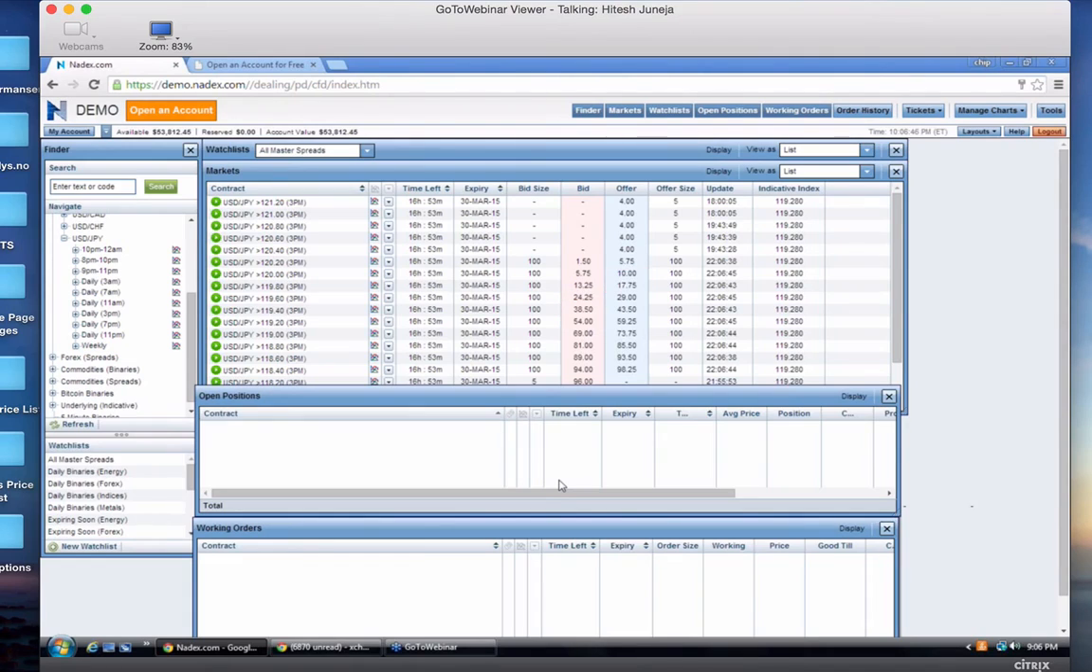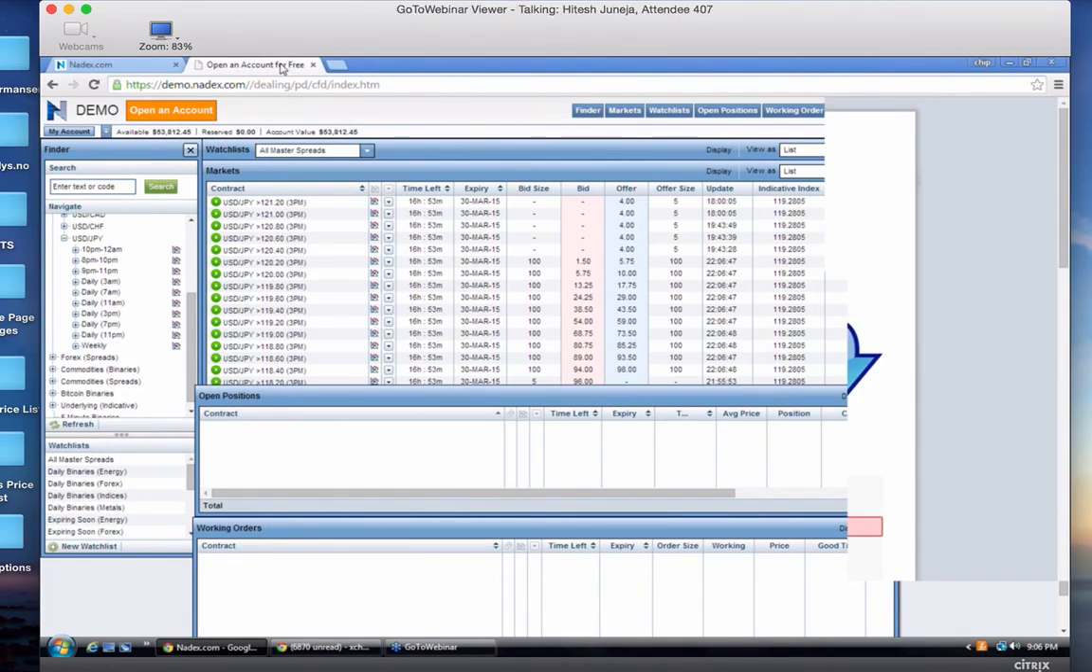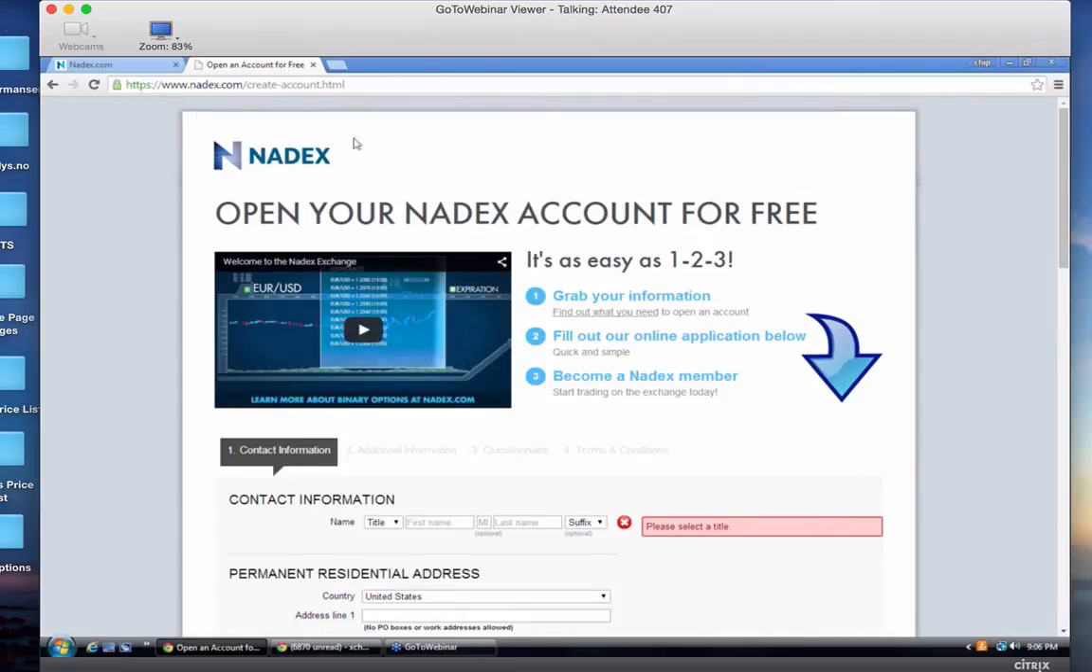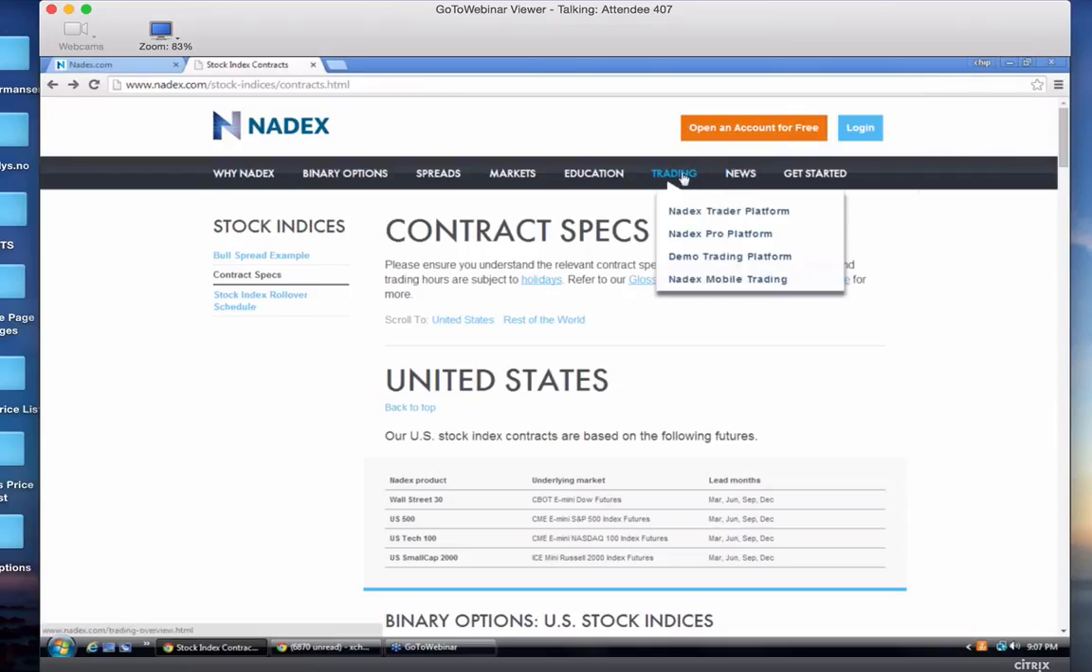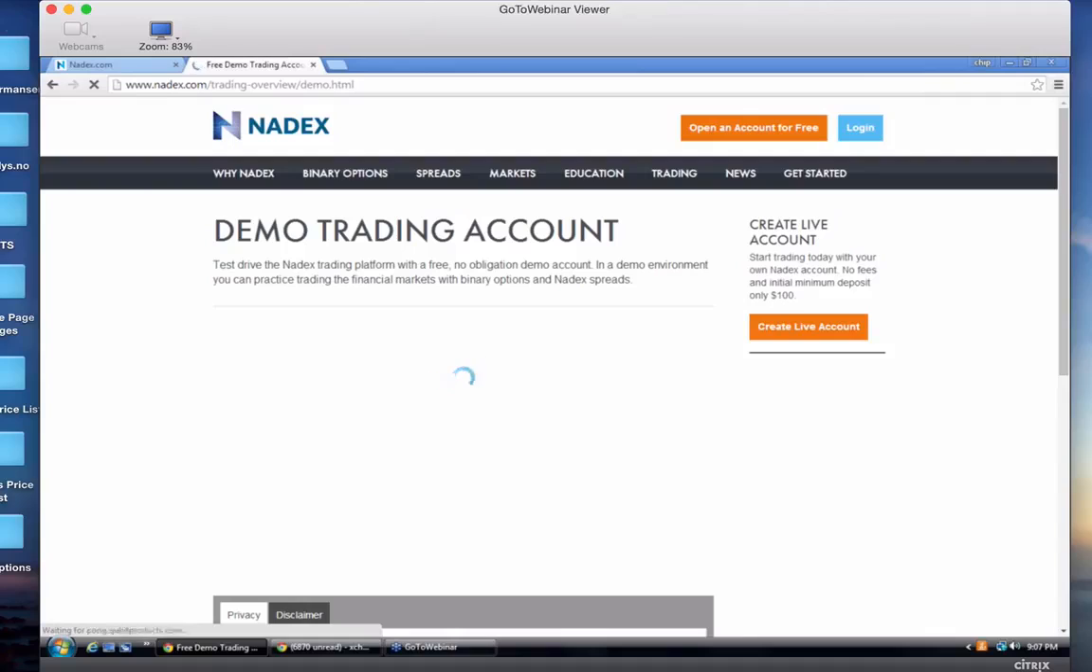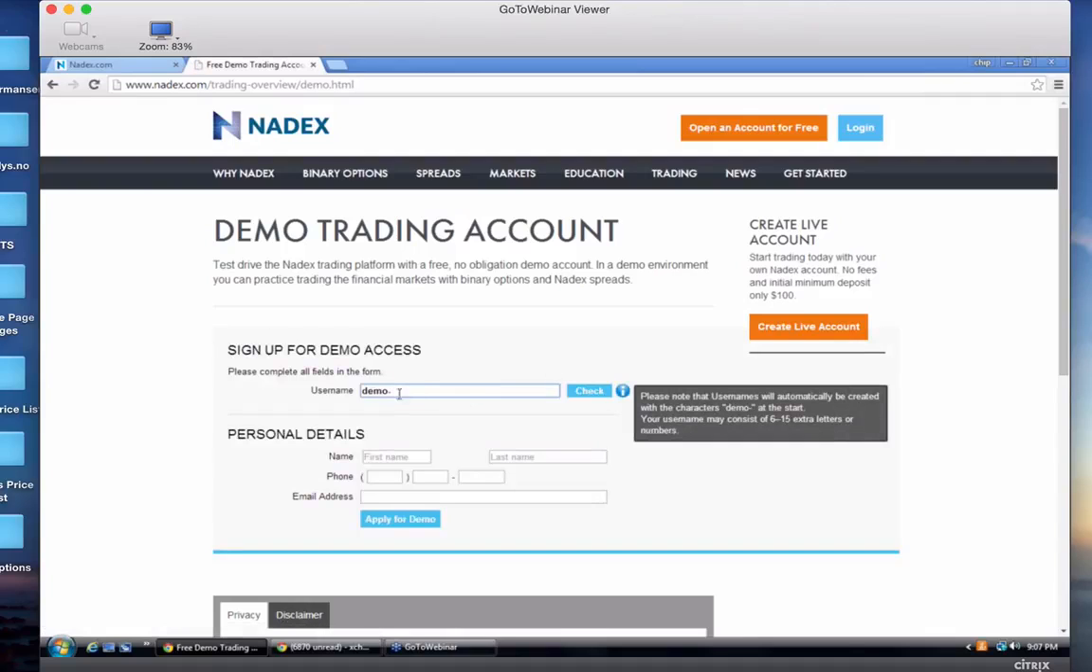Go in, get a free demo account. Nadex offers demo accounts. Here's where you'd go on that. To get the demo, you're going to go right here and hit demo. Type in your username, first name, last name, phone number, and the email address where you want to receive your password, and hit apply, and that's it.